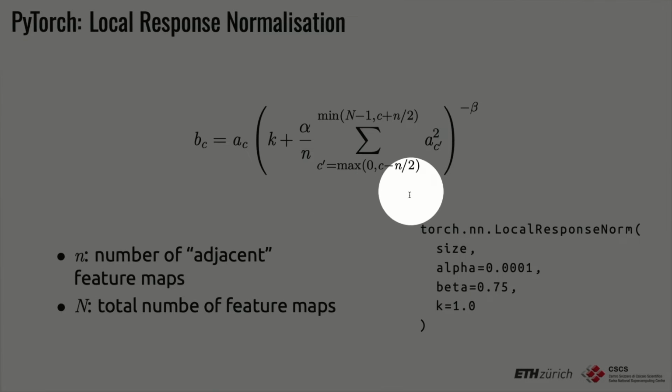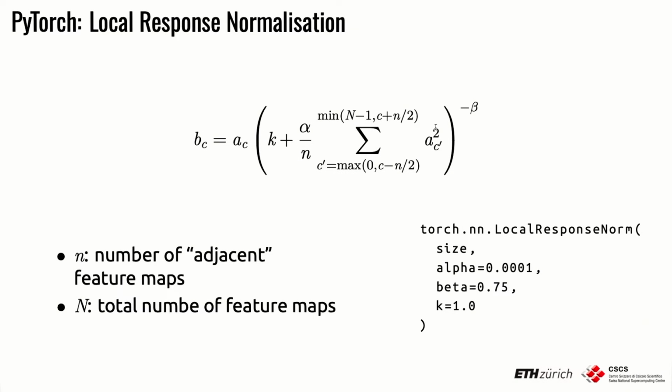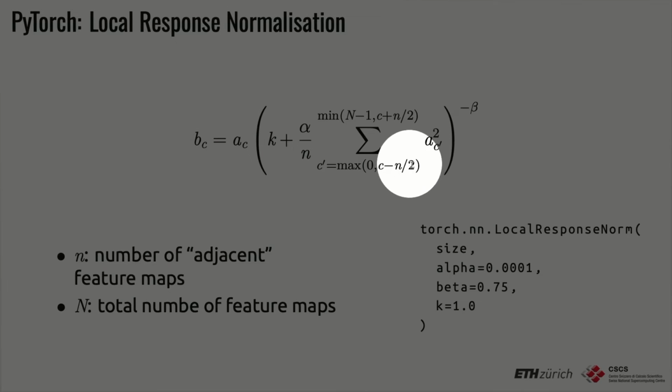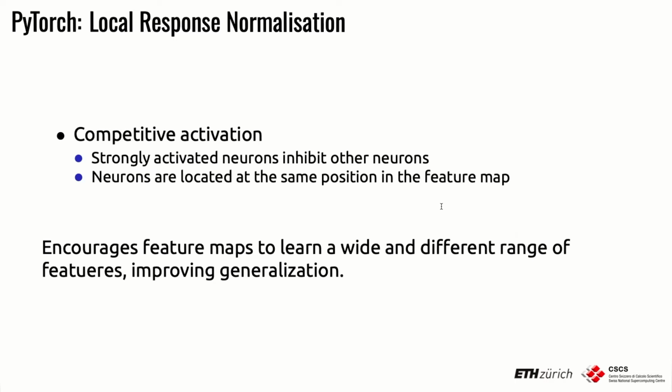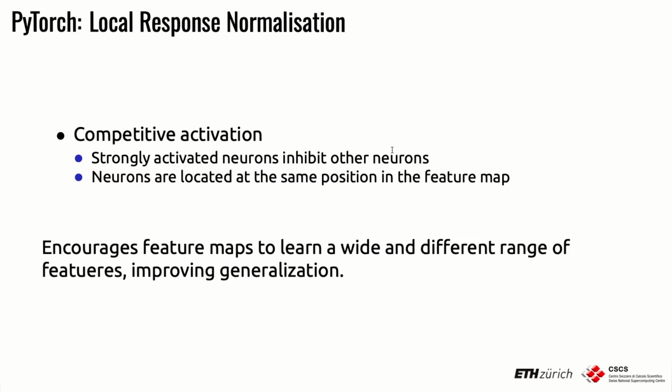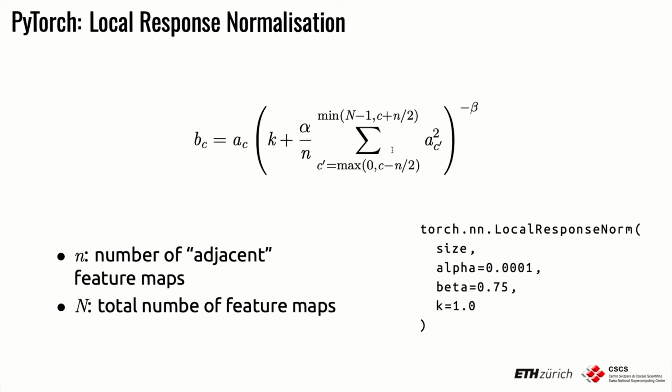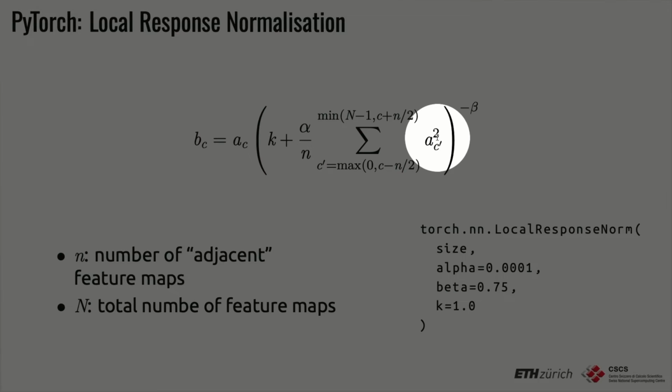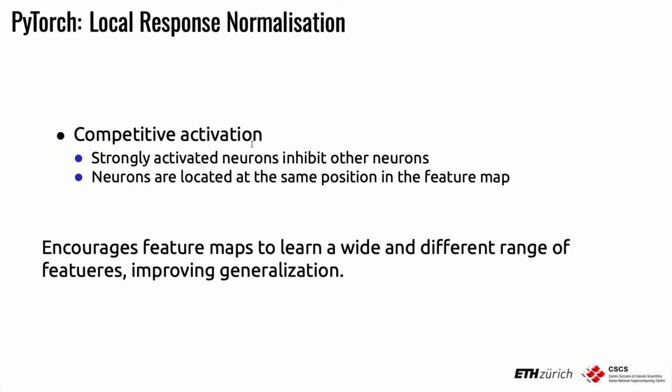Again, you have to choose how many neighboring feature maps you want to consider, but essentially you take the activation of a specific feature map and you rescale it. You can see the minus exponent, so you divide it by the sum of squared activations of neighboring layers. And this essentially is a competitive normalization because it tries to inhibit strongly activated neurons. The strongly activated neurons inhibit other neurons. So if the neighboring feature maps have a high value, then the output of the current feature map after normalization would be low.